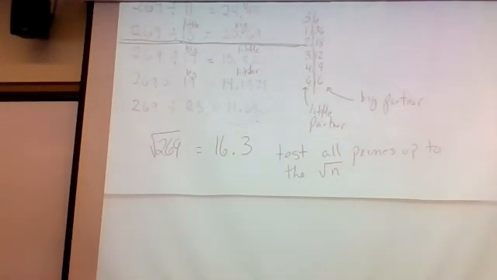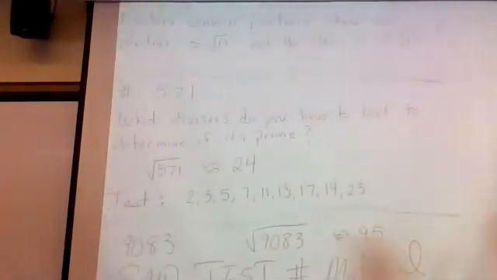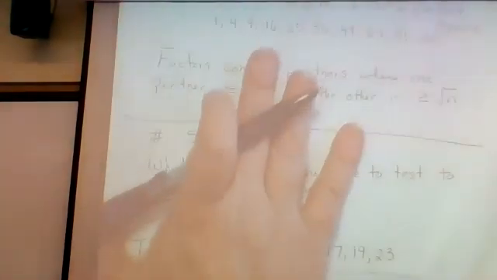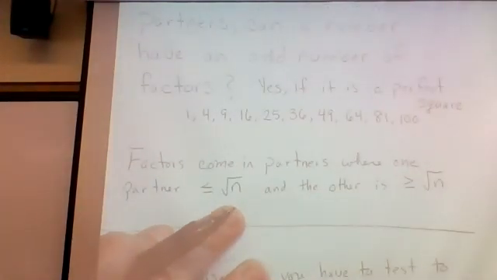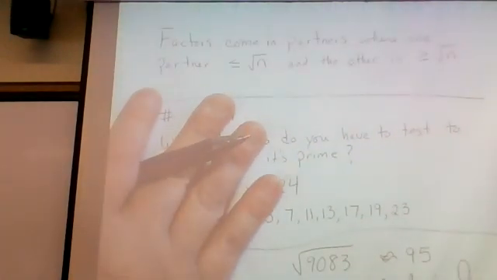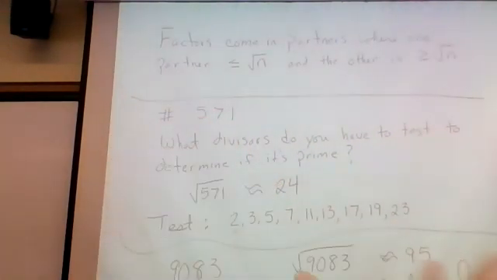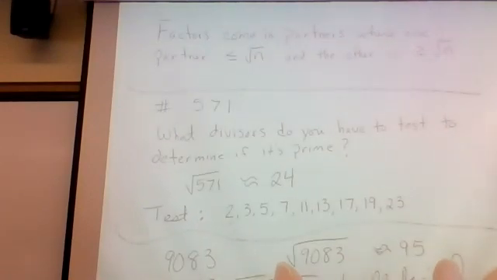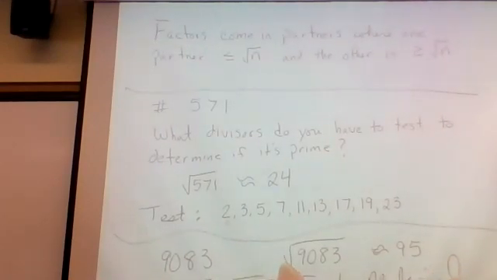So here's some other things that we wrote down. Okay, so we answered this question about the perfect squares having an odd number of factors. All right, we wrote this down. Factors come in partners where one partner is less than or equal to the square root and the other partner is greater than or equal to the square root.